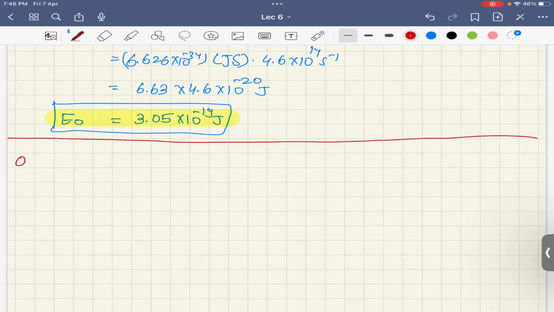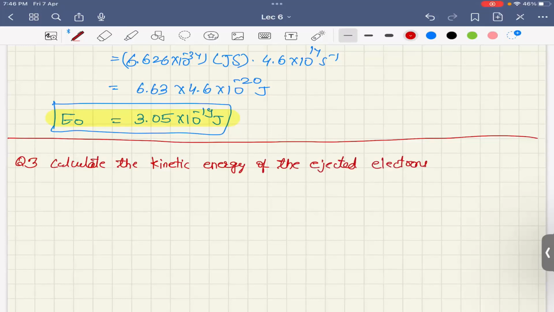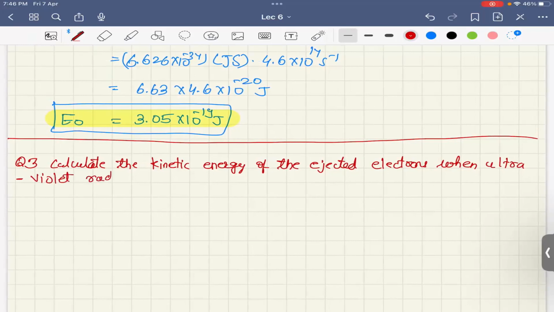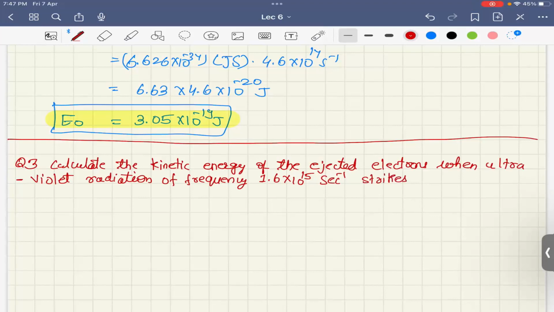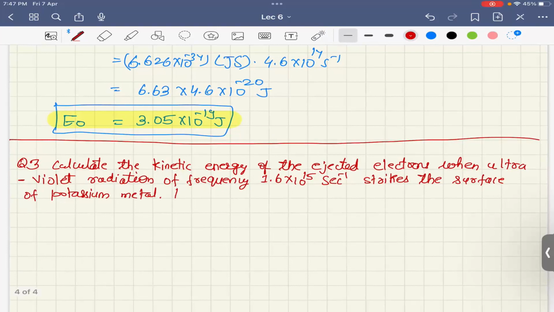So let us move on to the next question, question 3. Calculate the kinetic energy of the ejected electrons when ultraviolet radiation of frequency 1.6 × 10^15 second inverse strikes the surface of potassium metal.